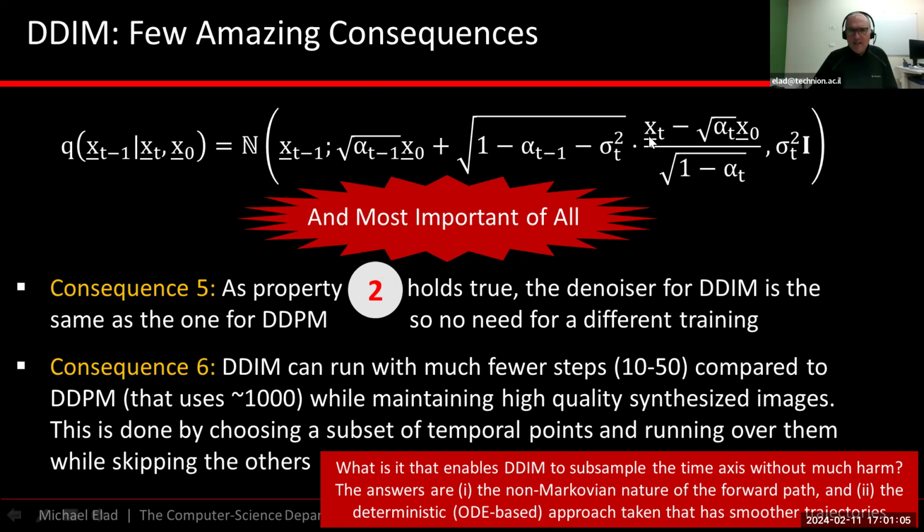This formula mixes xt and x0. When you do the reverse, you don't have x0. So what you do is take xt, feed it into a denoiser, get x0 hat, and stick it in. Is it clear?